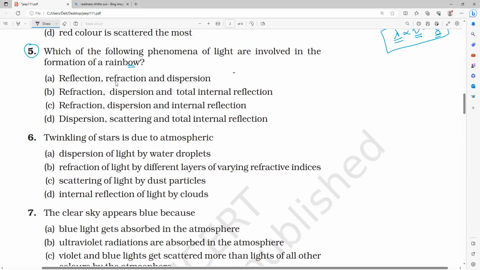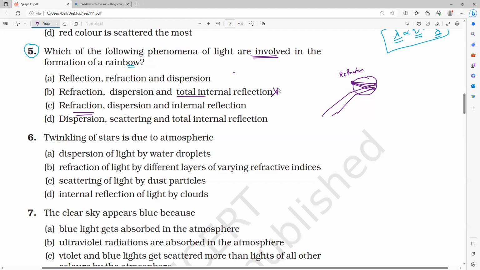Which of the following phenomena of light are involved in the formation of a rainbow? We have a spherical water drop. At point A, Johan, can you tell me what phenomenon takes place? Refraction followed by dispersion, then internal reflection at this point, and again refraction. I told you many times, it is just internal reflection, not total internal reflection. Please remember.